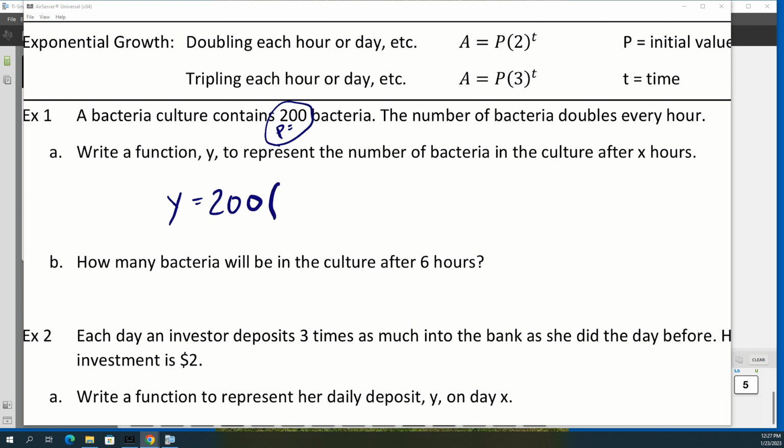Everyone put y equals 200? No. The initial amount is going to change from problem to problem. But every time it's always initial amount first. All right. And then this one is going to double. So 2 is going to be our base. And then it tells us for x hours. So we're going to have our exponent be x.